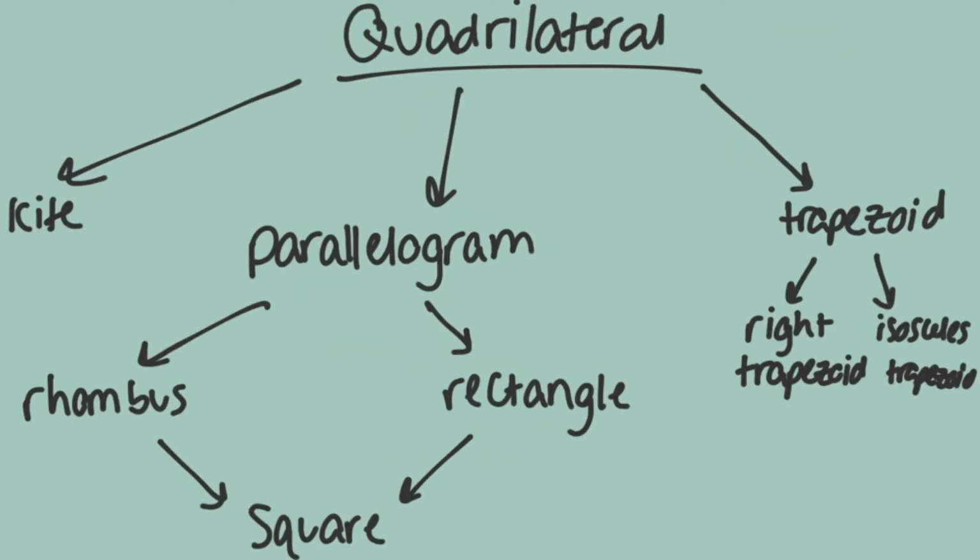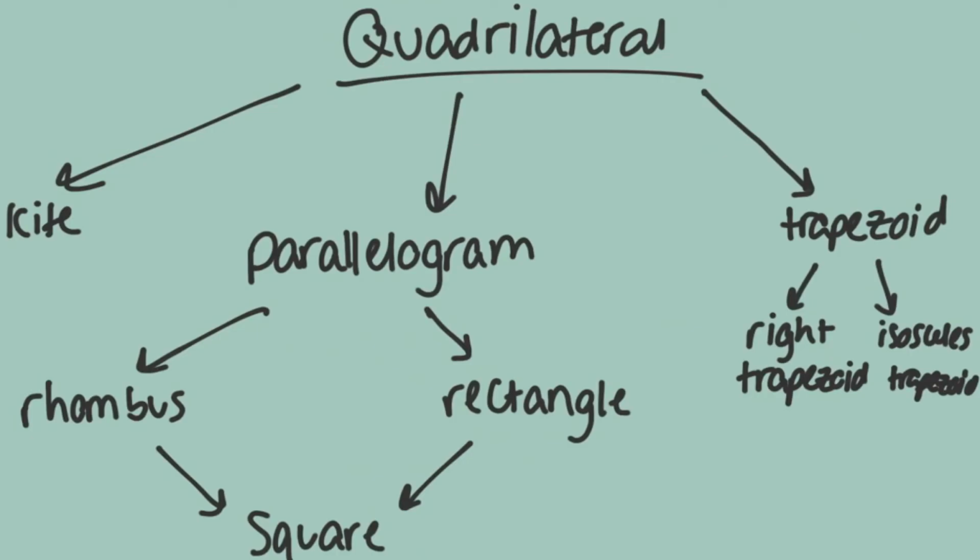So now putting all the quadrilaterals together, all quadrilaterals have four sides and four angles. After that, you have kites, parallelograms, or trapezoids are special types of quadrilaterals. And then sometimes if you have a trapezoid, you could have a right trapezoid or an isosceles trapezoid. And then rhombuses and rectangles are special types of parallelograms. And a square is also a special type of parallelogram as well as a special type of rhombus and rectangle.